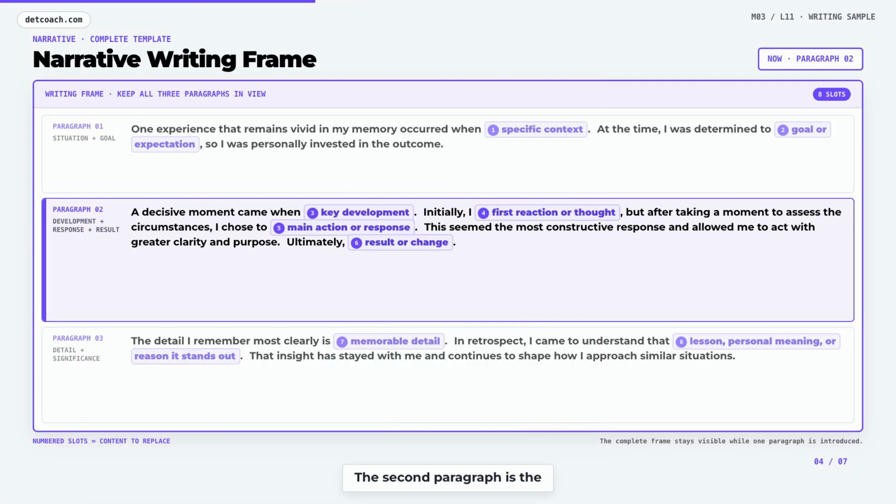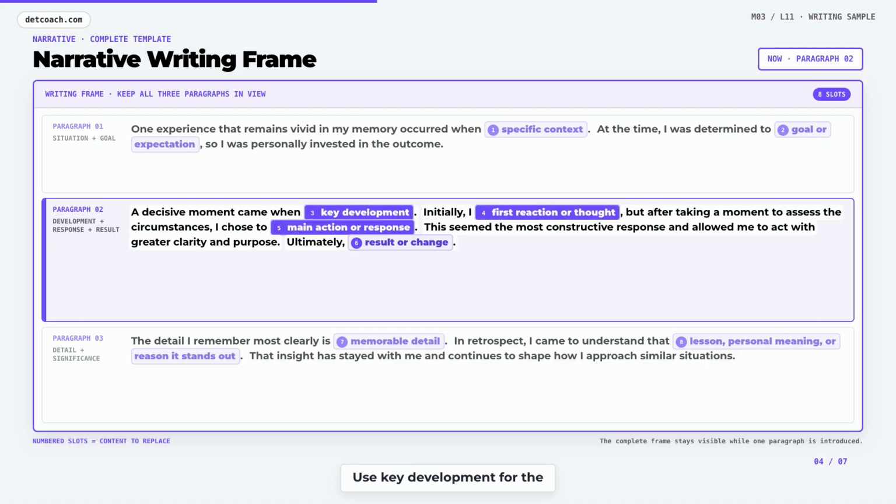The second paragraph is the main body of the narrative. A decisive moment came when [key development]. Initially, [first reaction or thought], but after taking a moment to assess the circumstances, I chose to [main action or response]. This seemed the most constructive response and allowed me to act with greater clarity and purpose. Ultimately, [result or change]. Use key development for the event that changed the original plan. Use first reaction for your genuine initial response, and main action for the primary action you then took. Finally, use result or change to explain what your action led to. The change, response, and result should have a clear cause and effect relationship.